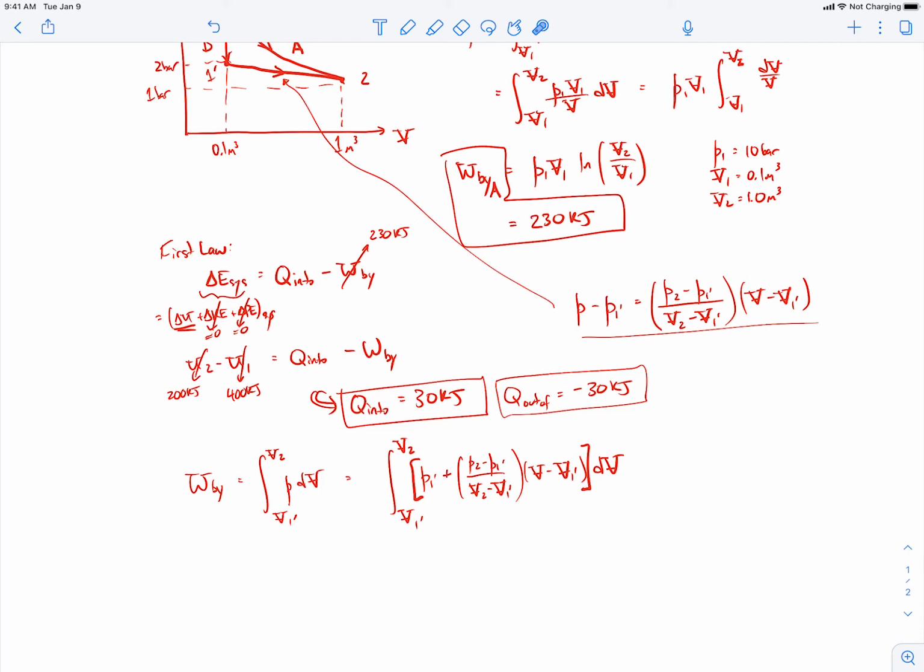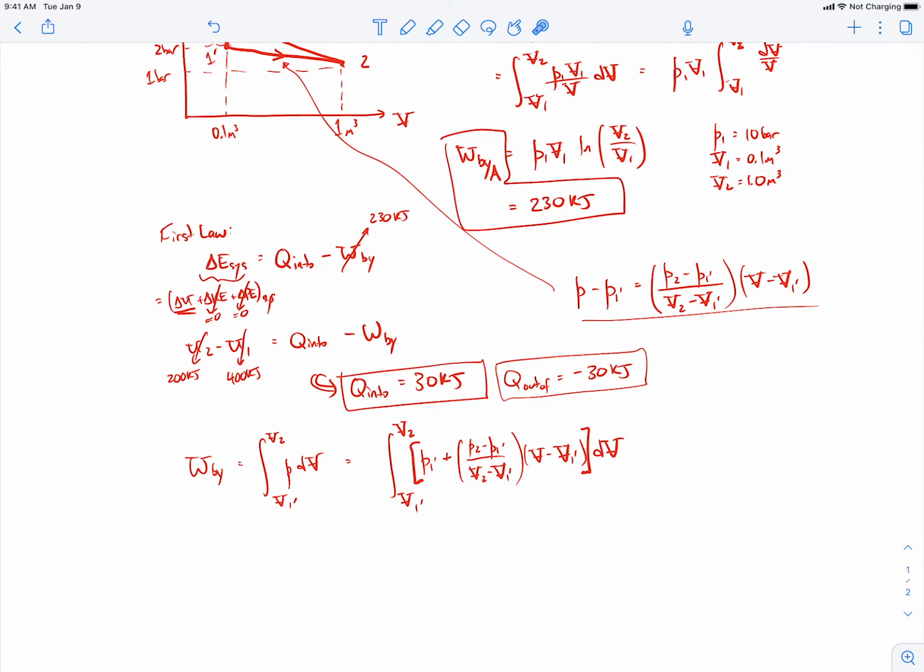You have P1 prime times dV. That's very easy because P1 prime is a constant. And then you have this one times dV. That one's actually pretty straightforward as well. This quantity in parentheses is constant. V, that would integrate to be like a 1/2 V squared. And the minus V1 prime, that's just another constant. So that just integrates to a volume. So we can do that integral.